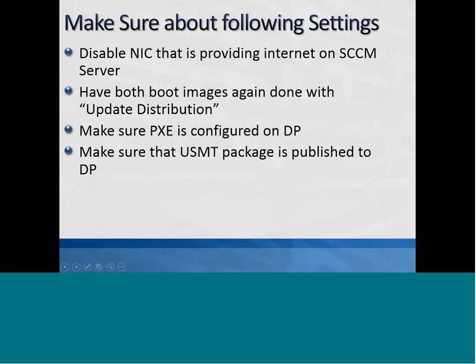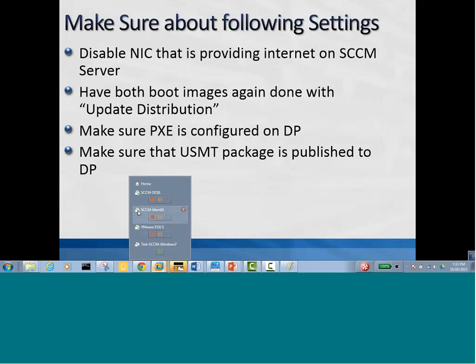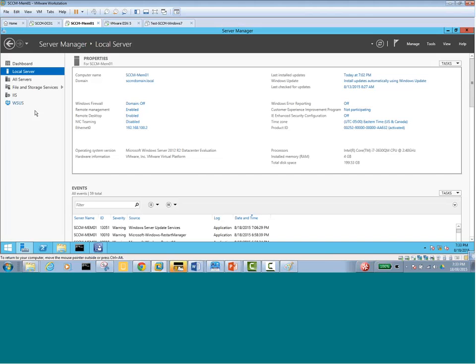What's the third check? Have both boot images again done with update distribution. So we have boot images already available. We just need to right click both boot image x64 and boot image x86. We're going to right click those and click update distribution. We're just making sure that the DP knows that these boot images are still there and ready to be used for any kind of deployment.